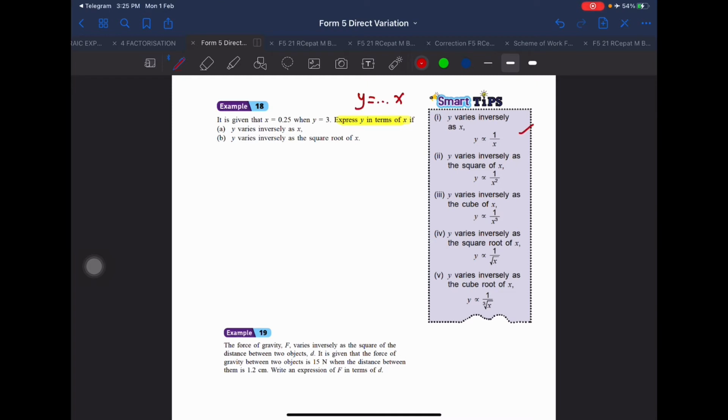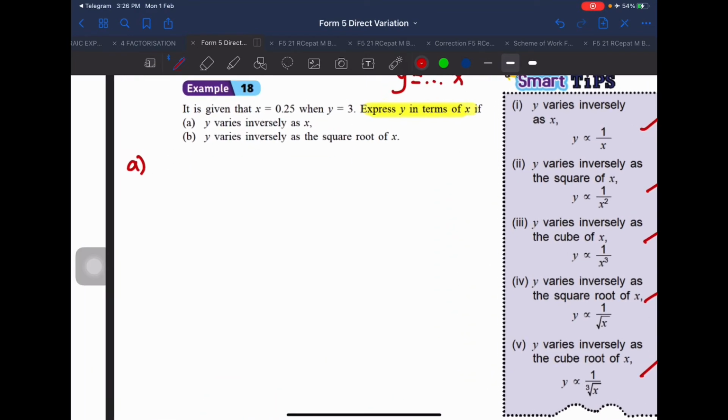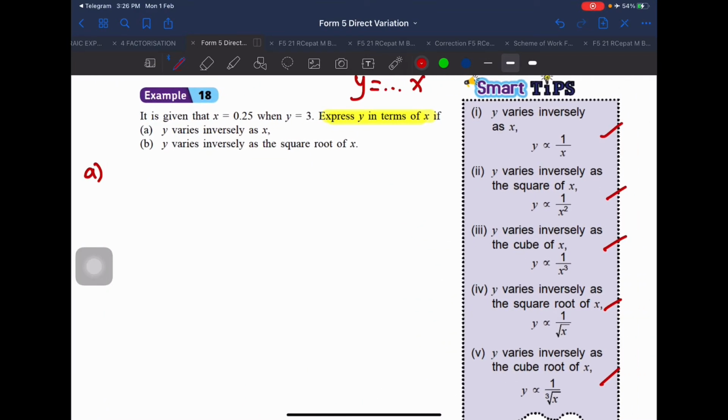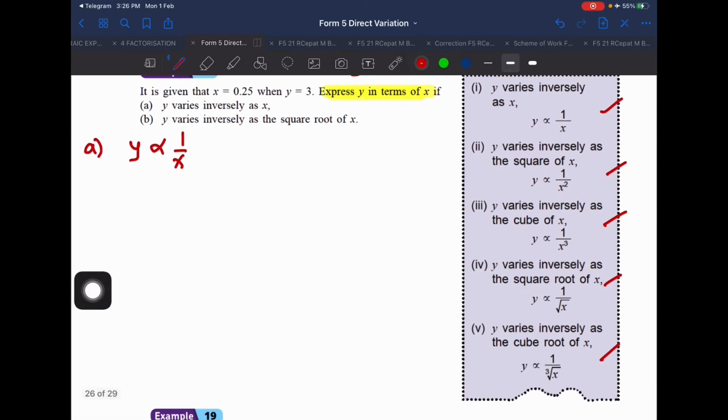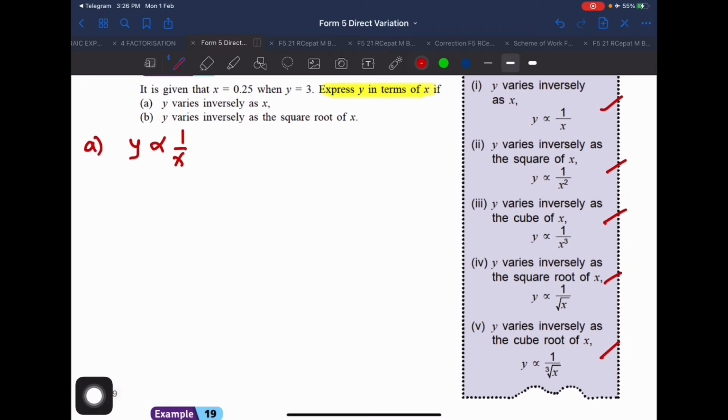Okay, so you can refer to these notes over here. The first one, part A, mentioned that y varies inversely as x. So y is proportional to 1 over x. We need to change it to the equation form. So y is equal to k over x because it varies inversely.